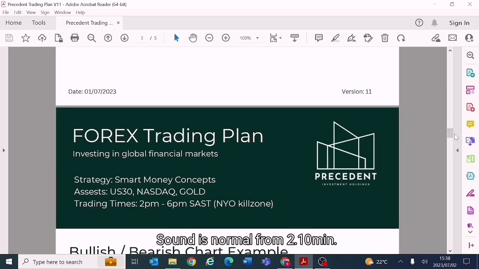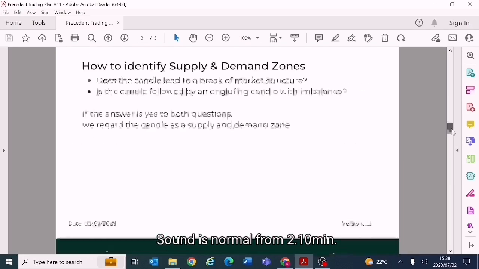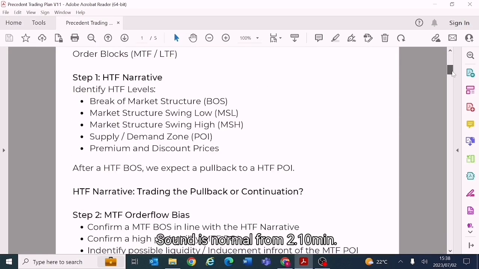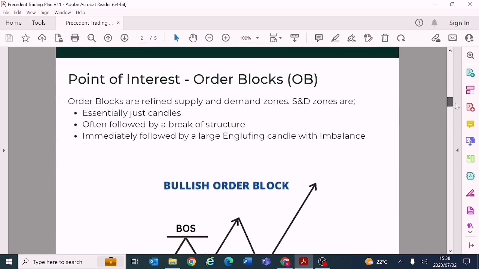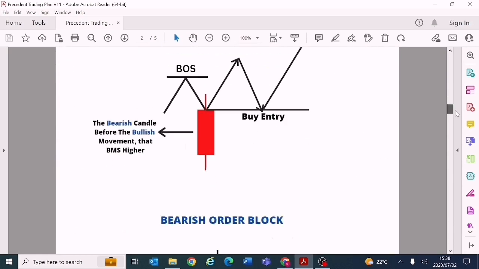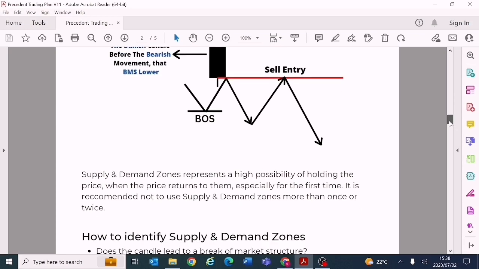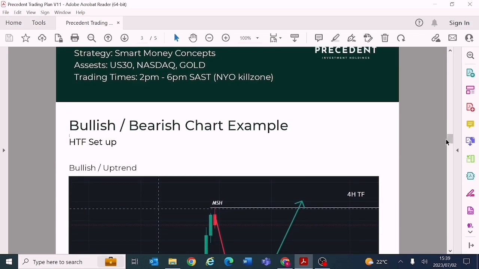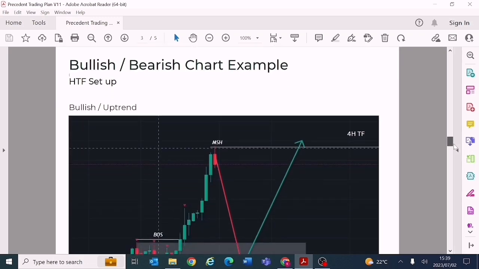All right, afternoon, guys. So we went through our training plan in the first session where I took you through the high probability setup. So what we're gonna be doing now is also explain the other blocks briefly. What I'm gonna be doing now is actually going through some chart examples for you to be able to get perspective on how to approach the market.